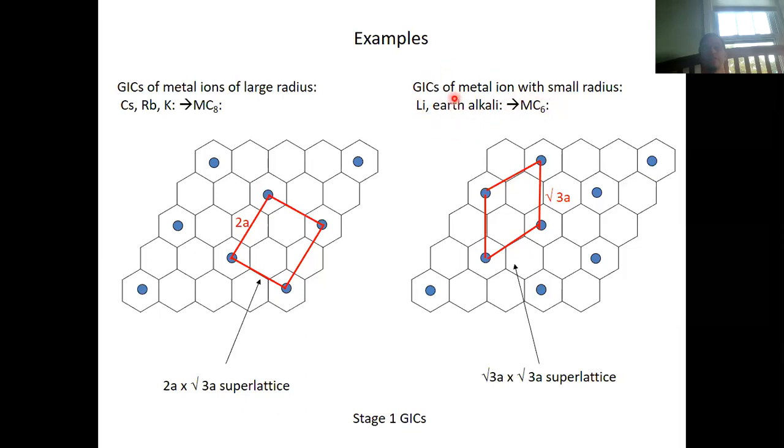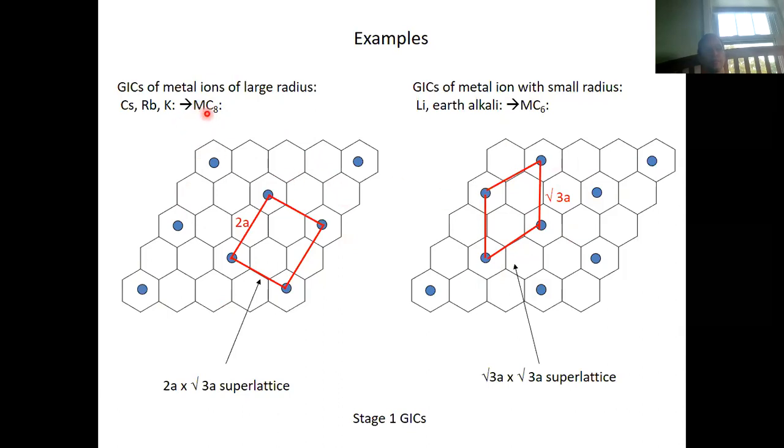We can also intercalate earth alkali metals, which also produce compositions MC6. If we use metal ions of larger radius, such as cesium, rubidium, and potassium, for example, then these form graphite intercalation compounds of the composition MC8. Okay, so we see both structures schematically shown here.